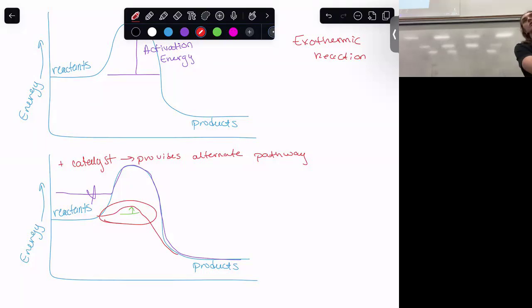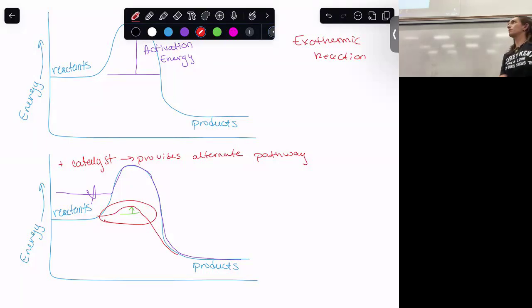Yes. In a reaction with the catalyst there, the catalyst has an activation energy? Yes. Does that override the other activation energy? Correct. Yep. So that's going to become the new reaction activation energy. Yes. That catalyst, that small one.